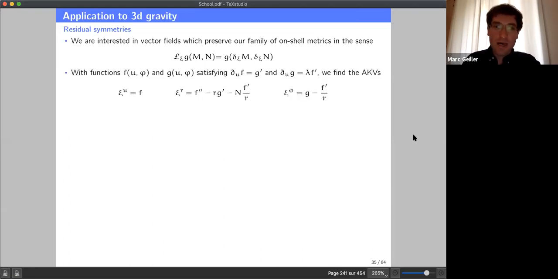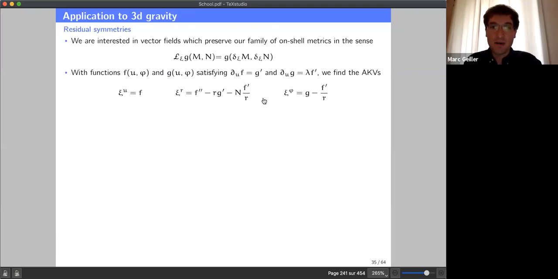If we do go ahead and settle for this calculation, we find that you have to specify two arbitrary functions, f and g. The only requirement is that these functions have to satisfy constraints a bit analogous to what m and n have to satisfy. The u derivative of f is related to g prime, and the u derivative of g is related to lambda f prime. Apart from this, these two functions are completely arbitrary. You find these AKVs, which stands for asymptotic Killing vectors.